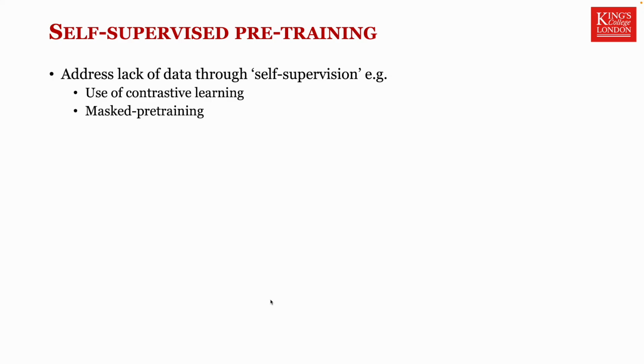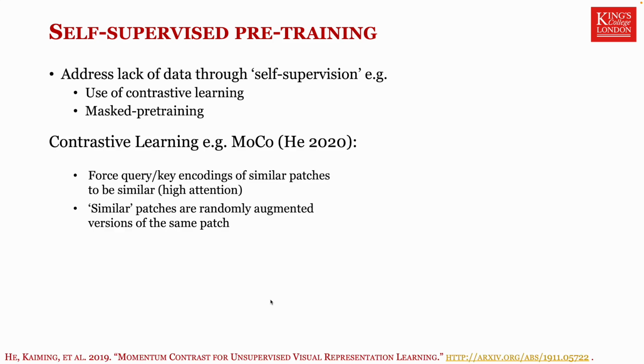One way to ensure that models don't overfit is to pre-train them with self-supervision, for example, through contrastive learning or masked pre-training. Some early contrastive learning approaches included MoCo, which takes pairs of tokens and forces the queries and keys of similar patches to be similar, where, to ensure that this relationship is known without having to make any assumptions, these pairs are actually the exact same patch, just transformed slightly with augmentation. So this is one of the earliest methods for self-supervised pre-training of vision transformers.